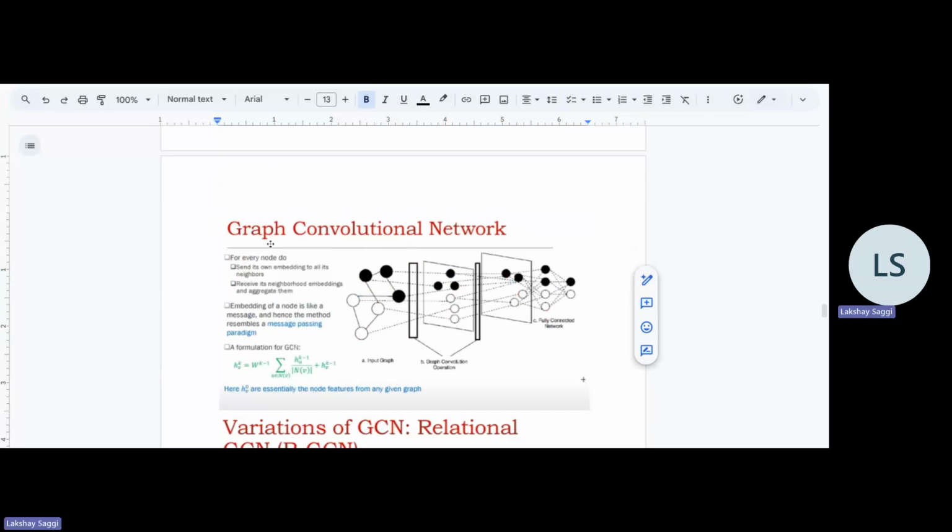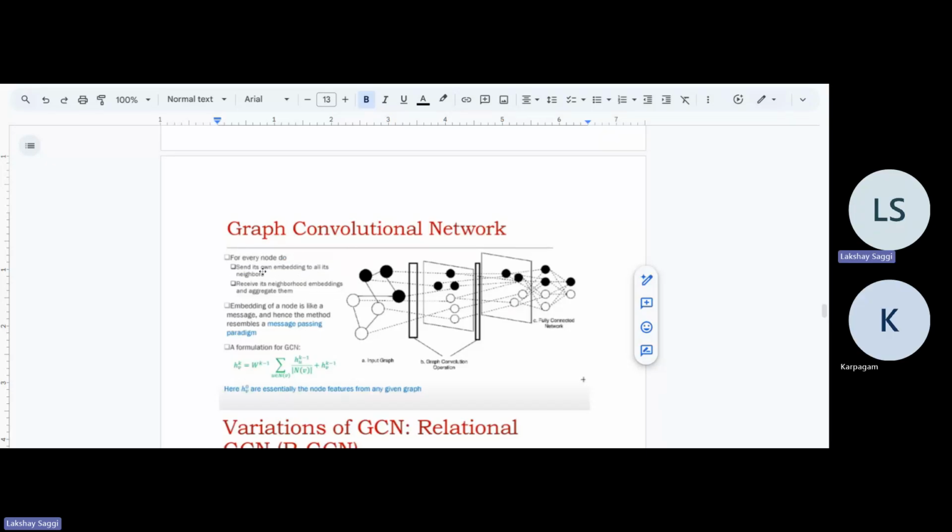So essentially, graph convolutional networks view the graph as a message passing kind of network, where the message to be sent is the embeddings of the nodes. Suppose every node has its own embedding, then for every node, you send your own embedding to all of the neighbors, and you receive the embeddings from the neighbors, and you try to aggregate those embeddings.